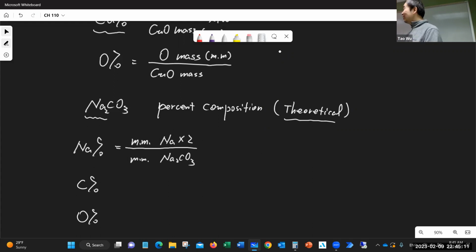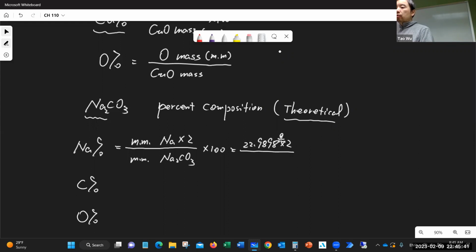Then you times 100. So the molar mass of sodium is 22.9898, and you times 2. This is in grams per mole.